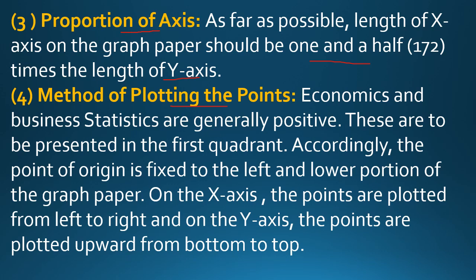The next one is method of plotting the points. As I told you, in statistics mostly the data are positive in figures, so the data is presented in the first quadrant. Accordingly, the point of origin is fixed to the left and lower portion of the graph. This is the Cartesian plane. In this quadrant, you are going to present your data. So here from the x-axis you will count from this side, and from the y-axis you will count from this side, and you will plot the point.